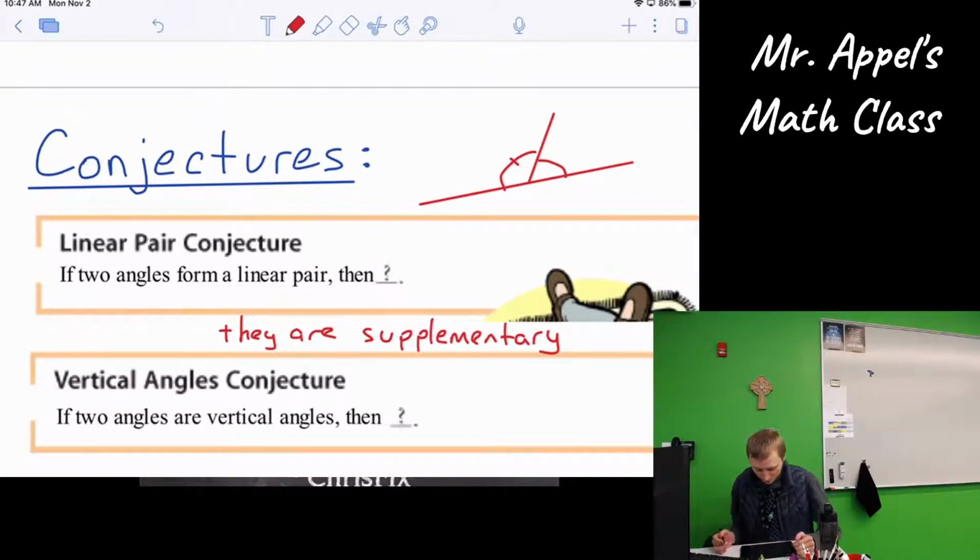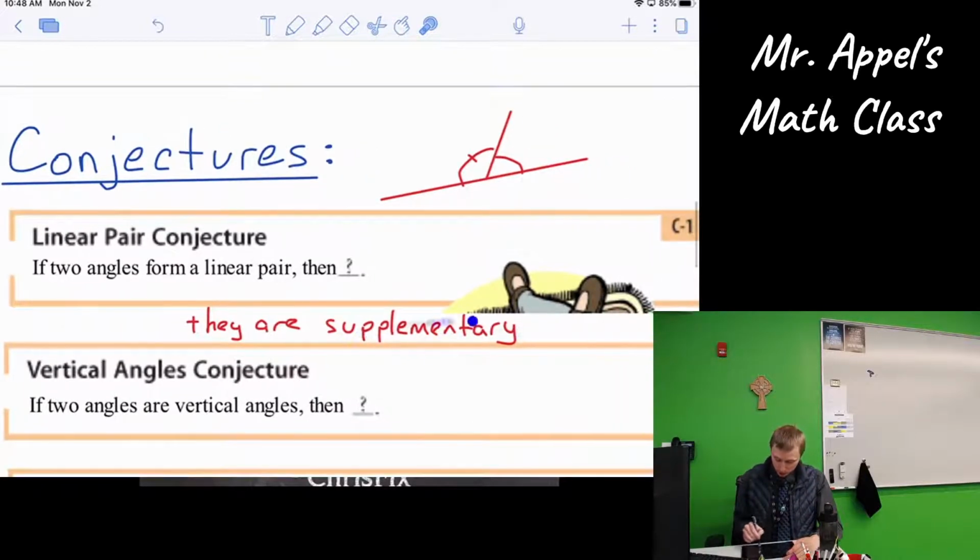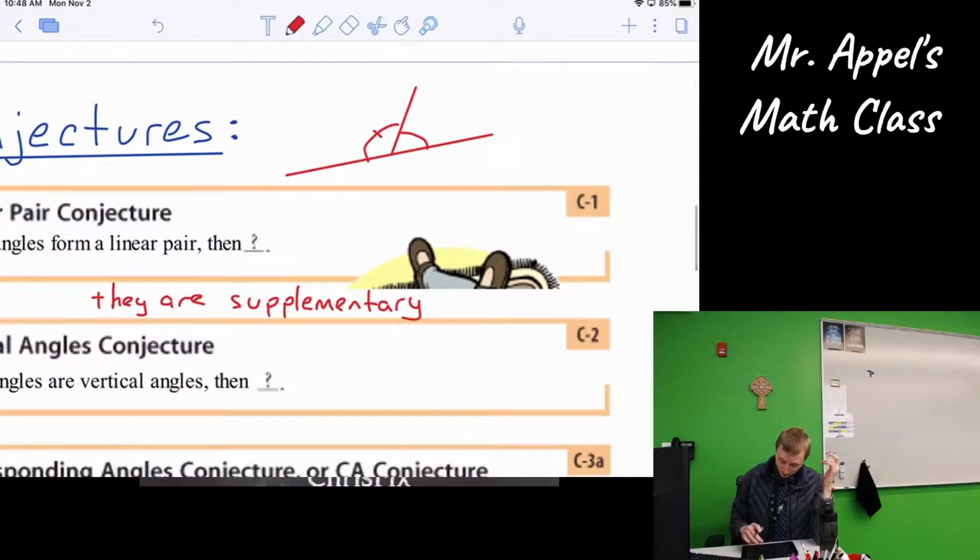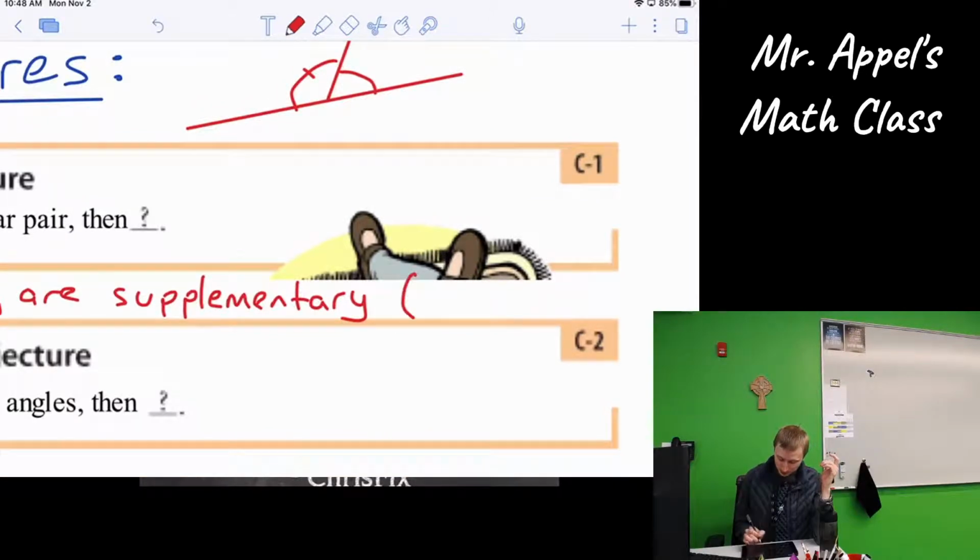If two angles form a linear pair, then they are supplementary. Write that down. Go back, change your notes if you have to. This term belongs in Conjecture 1. Two angles form a linear pair. They are automatically supplementary, and supplementary means they add up to 180. If you need a reminder for yourself, go ahead and write that down. Add up to 180 degrees.